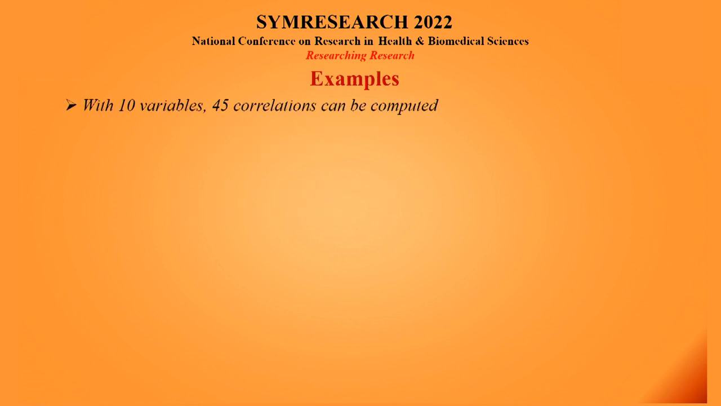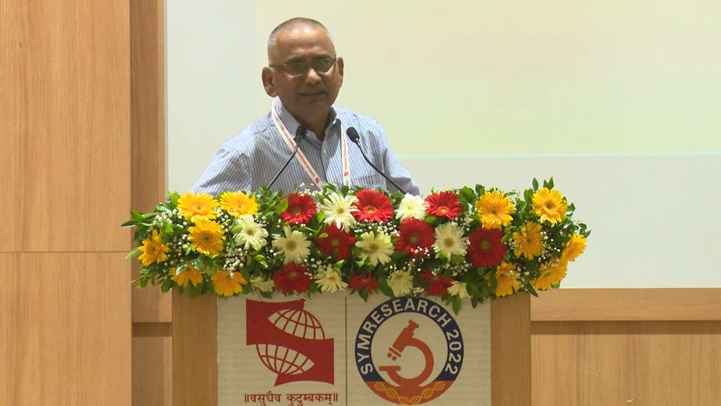Now let us see some examples of where people use the correlation coefficient. Say, for example, you have 10 variables. Doing the analysis is very easy. You just mention the 10 variables and ask for correlation, and it will give you a correlation matrix.